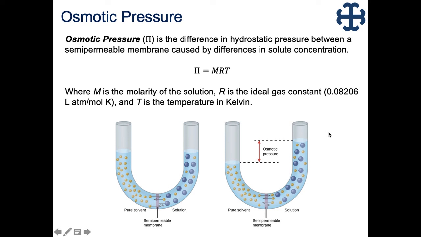If we think about this pictorially, say we have a pure solvent on one side, a semi-permeable membrane, and we have a solution on the other, what's going to happen is our pure solvent is able to cross that membrane, but our solute molecules are not going to be able to do that. And so through diffusion, we're going to end up diffusing more of our solvent molecules over across our semi-permeable membrane, and we're going to get a difference in osmotic pressure there. Okay.